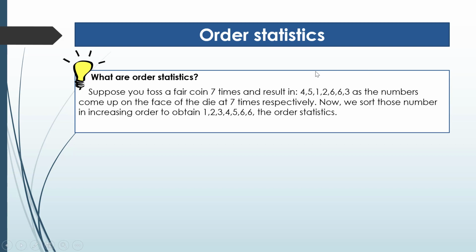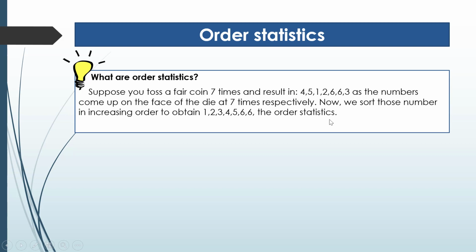So here, in the original collection of numbers, we have x1 is 4, x2 is 5, x3 is 1, x4 is 2, x5 is 6, x6 is 6, and x7 is 3. After we rearrange the sequence of numbers in increasing order, we get y1 is 1, y2 is 2, y3 is 3, up to y7 is 6. So from x1 to x7, we rearrange and get a new set of numbers y1 to y7. So y1 to y7 is called the order statistics of x1 to x7.